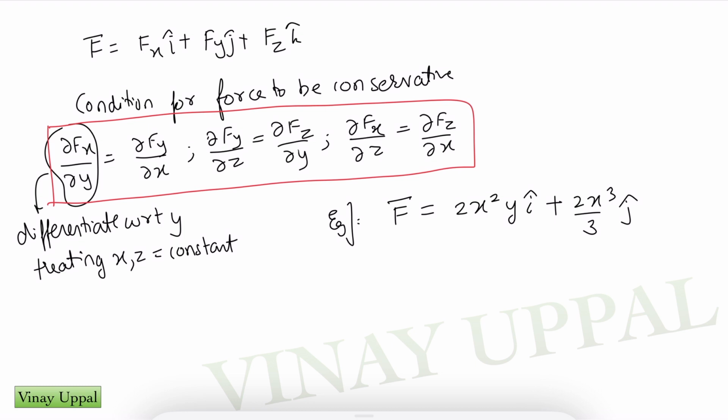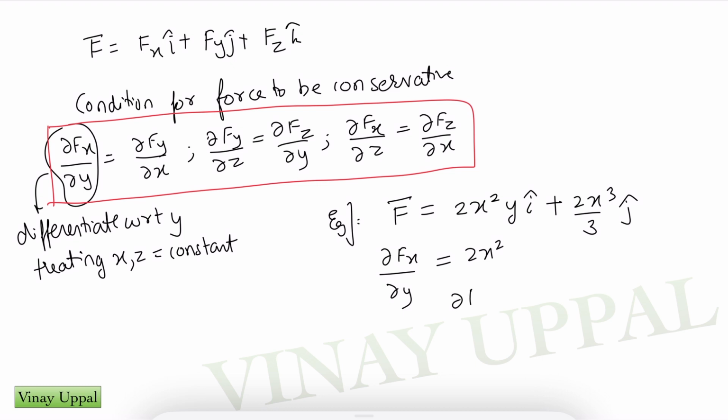So there is no z component here, so we only need to check the first equation. So what is del fx by del y? So the x component is 2x square y. Now I have to differentiate it with respect to y while treating x as constant. So 2x square will come out and I'll differentiate y with respect to y, which is nothing but 1. So the derivative will be 2x squared.